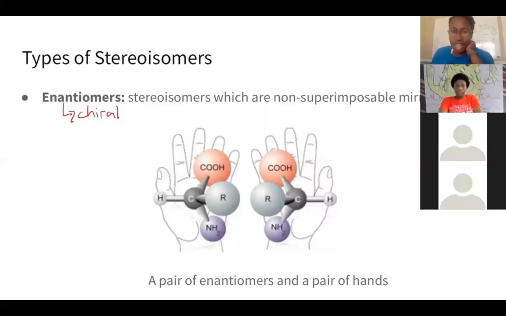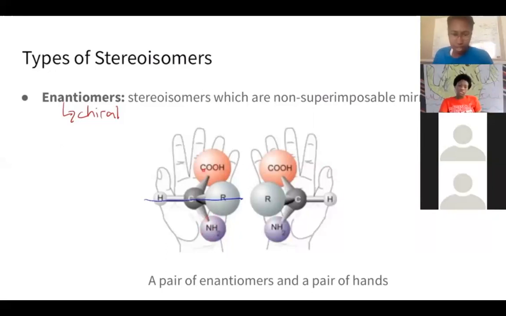Another key aspect of enantiomers and chiral molecules is that they cannot have a plane of symmetry. When I say a plane of symmetry, you can't draw a line anywhere through the molecule and have both sides be completely equivalent. If I were to draw a line through this molecule, is the half on top equal to the half on the bottom? No, they're completely different.